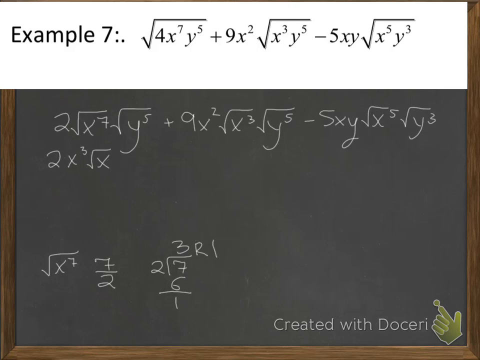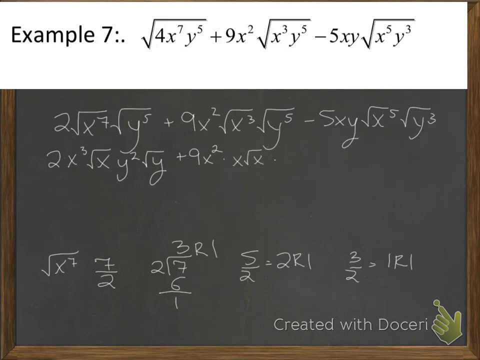Okay, so we're going to do the same thing with y to the 5th, the square root of y to the 5th. So this is going to become y squared times the square root of y. And if you're wondering how I got that, I did 5 divided by 2, which is 2, remainder 1. Okay, let's keep going. So the square root of x cubed, well, 3 divided by 2 is 1, remainder 1. So this is going to be x times the square root of x. And we already did y to the 5th. We know that that is y squared times the square root of y.